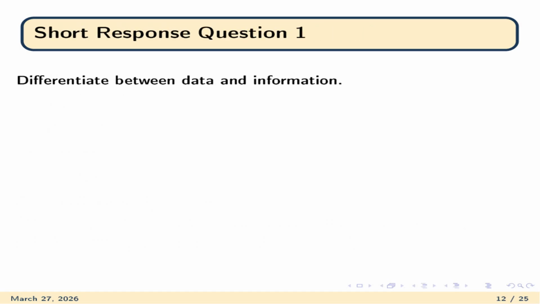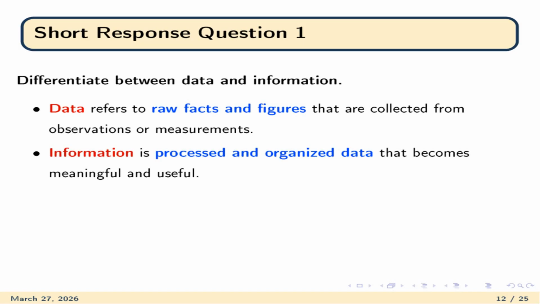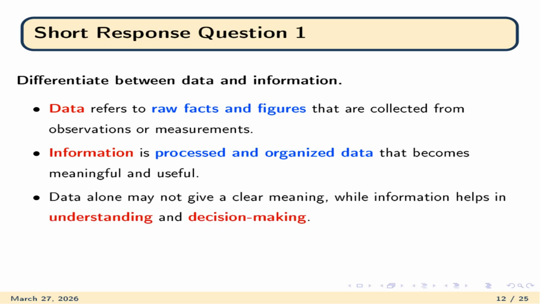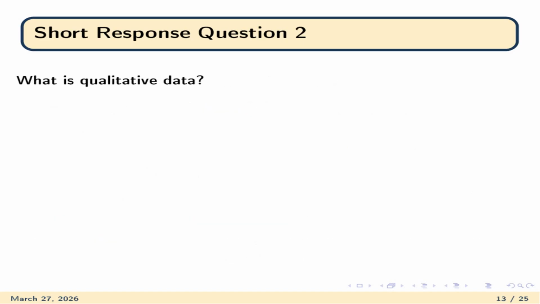Section B, differentiate between data and information. Data refers to raw facts and figures that are collected from observations or measurements. Information is processed and organized data that becomes meaningful and useful. Data alone may not give a clear meaning, while information helps in understanding and decision making. Example, individual marks of students are data, while the class average or result summary is information.